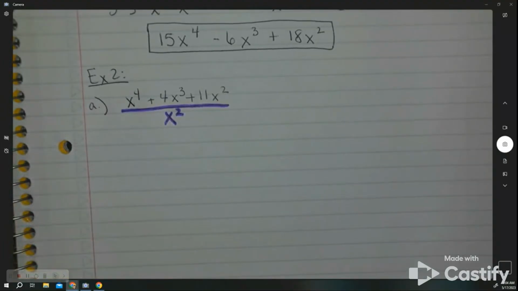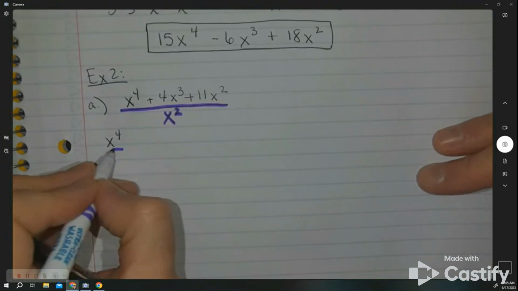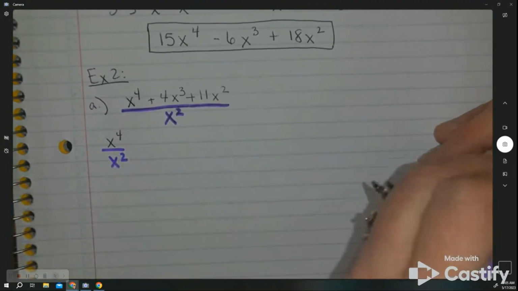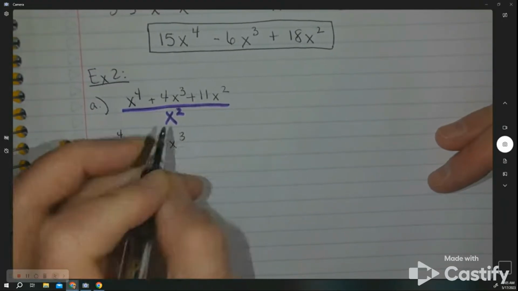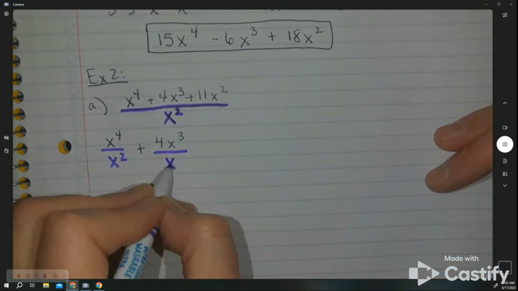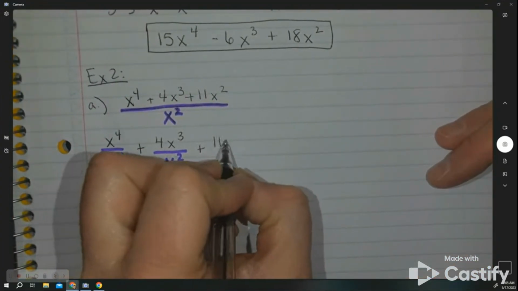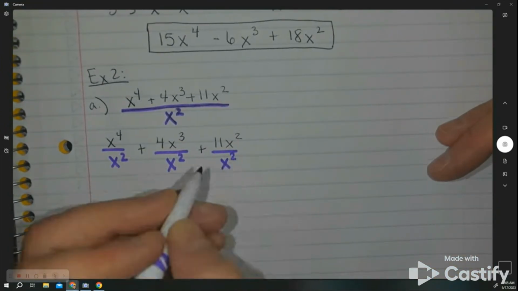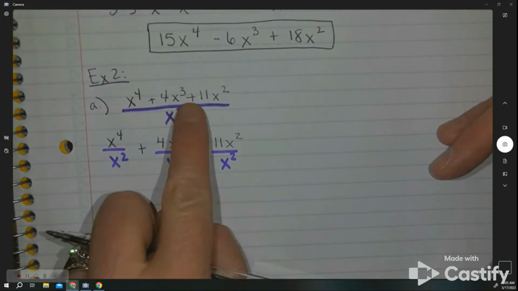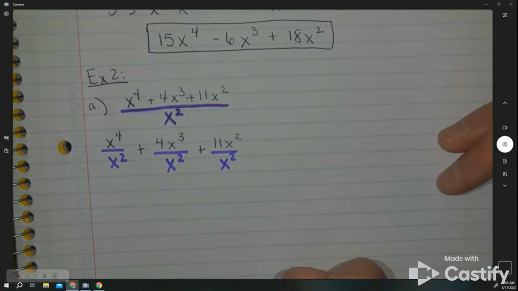So I have x to the 4th divided by x squared plus 4x to the 3rd divided by x squared plus 11x squared divided by x squared. So each term, see it's separated by the addition here, each term gets divided by that x squared. And that's going to make it a little bit easier when we go to simplify.